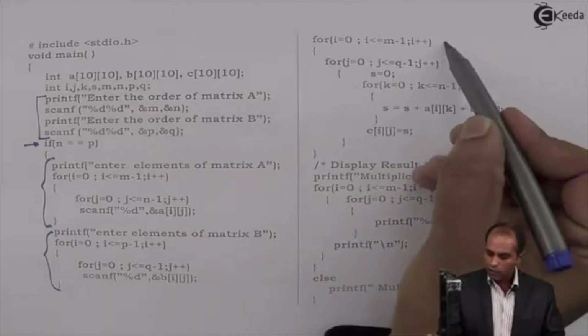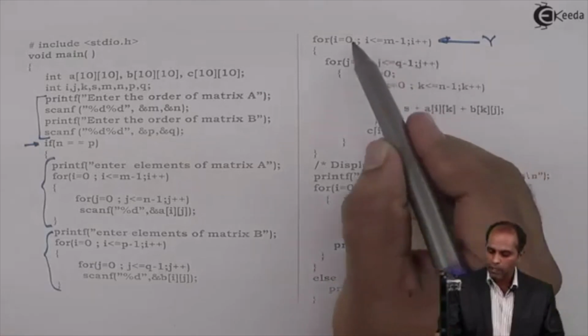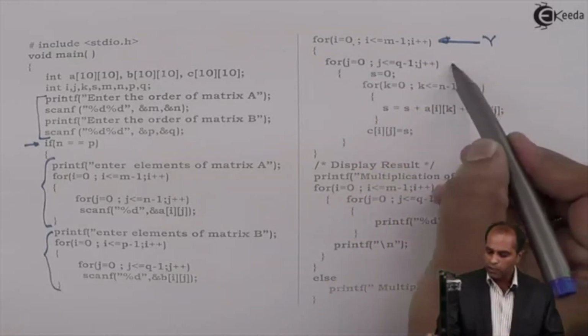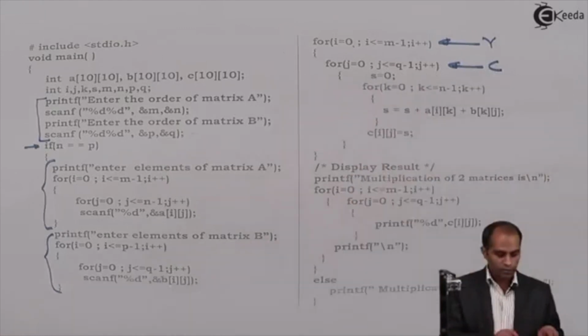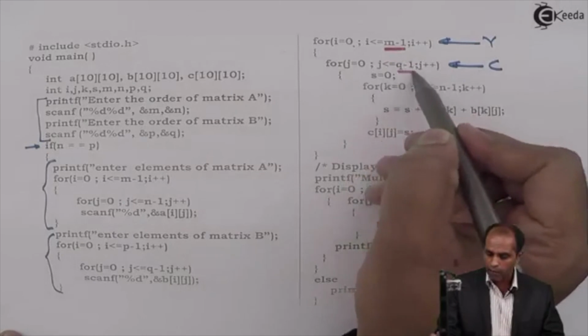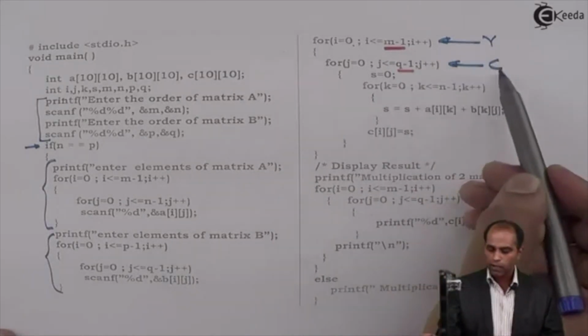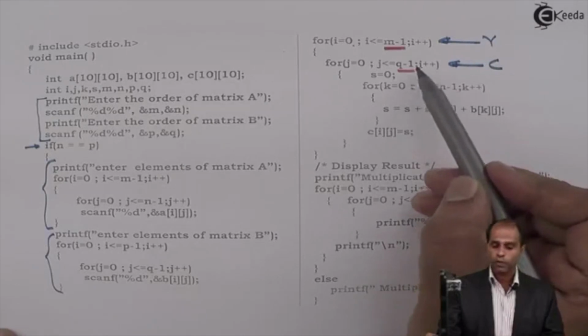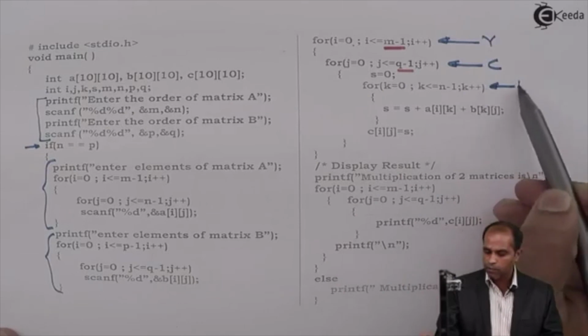Now this is my R loop, the row loop, which ends at m minus 1. This is my column loop, which ends at q minus 1. Now this is the place where most of the examiners will be interested. Have you written these indexes properly? The rows of the resultant matrix are m, the columns of the resultant matrix are q minus 1, and then s is set to 0, and this is the times loop.